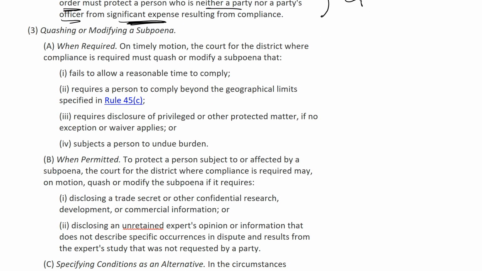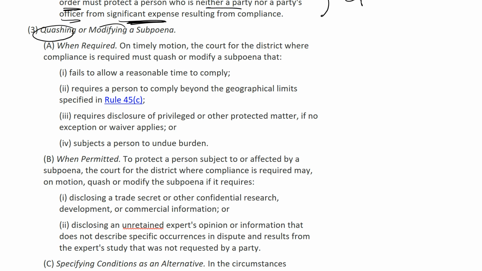All right. Now, quashing or modifying a subpoena, that's where we're actually changing. Well, quashing would be deleting the subpoena, right? Just throwing it away. Modifying would be changing it. That's a more serious matter with the subpoena. Okay, it's quashing and not squashing.